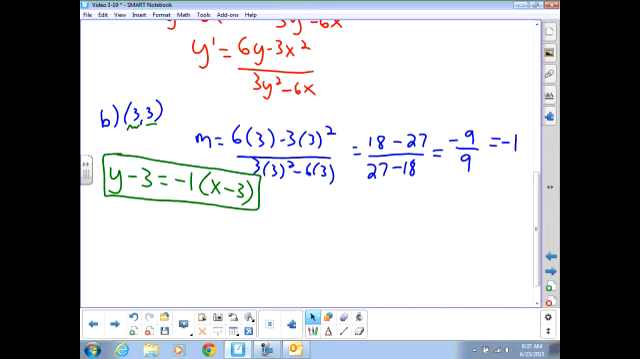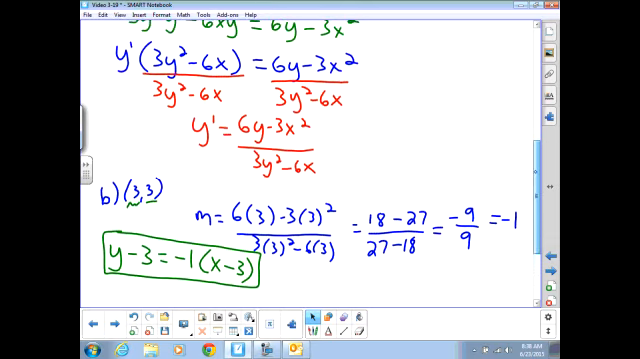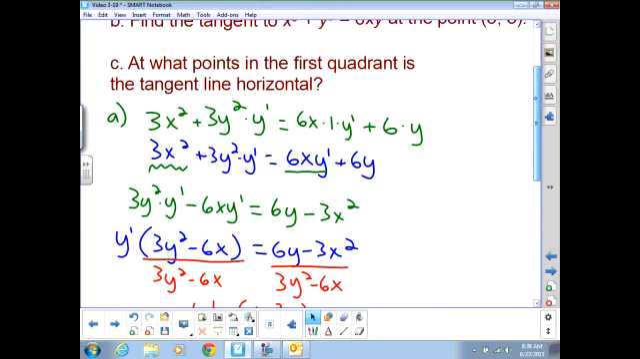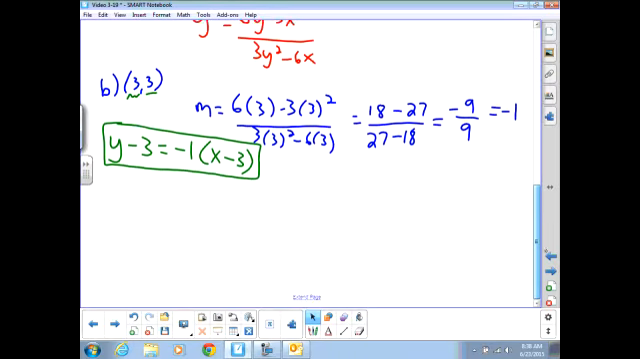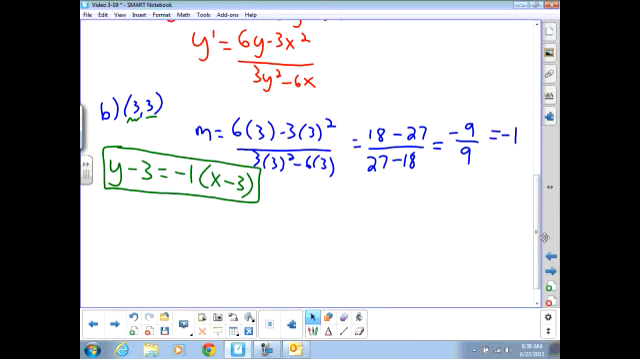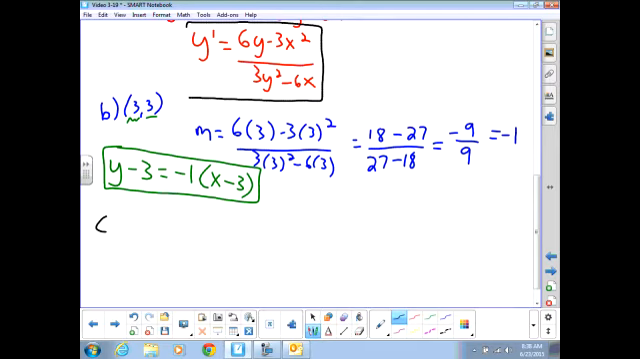So really the only difference in finding that numerical value of the slope is we had to plug in for the y also. Now our task in part C is to find at what points in the first quadrant the tangent line is horizontal. Well, if the tangent line is horizontal, we know that the slope should be 0. So we are going to take our y prime and set it equal to 0.